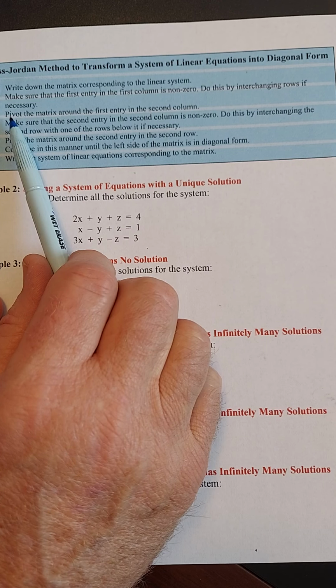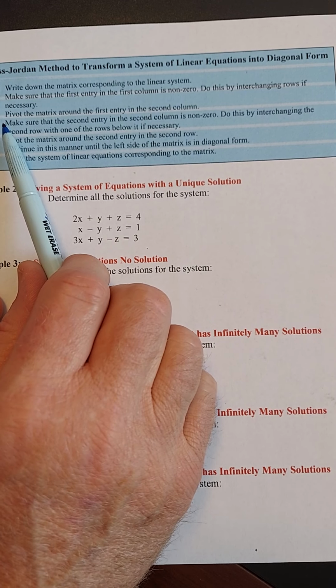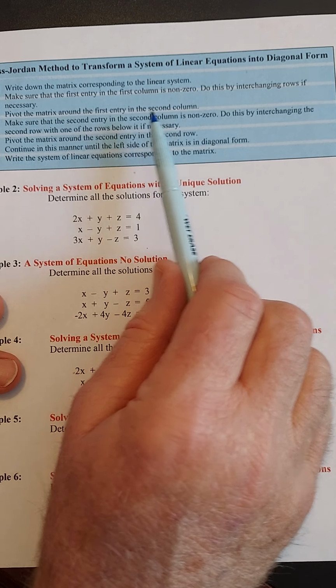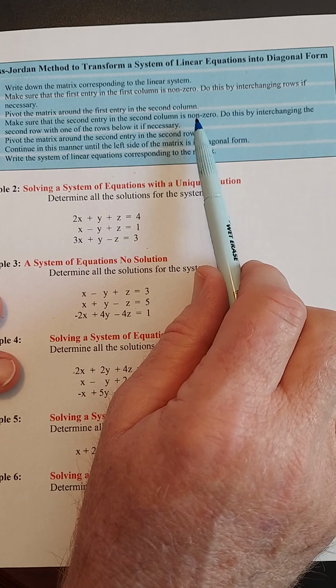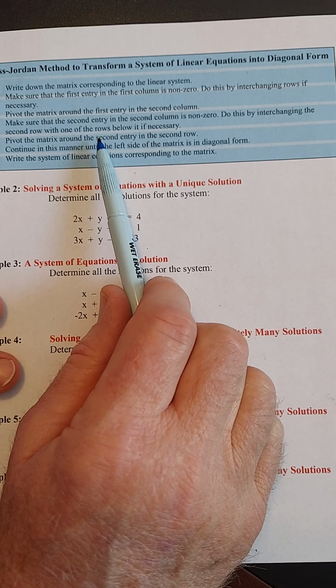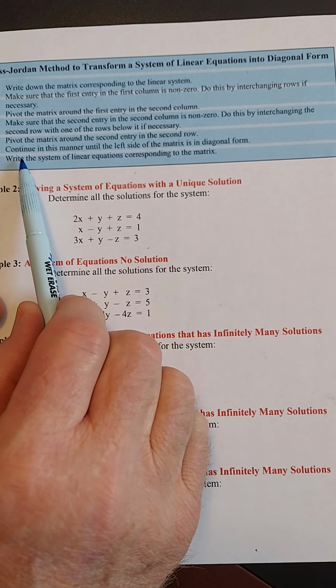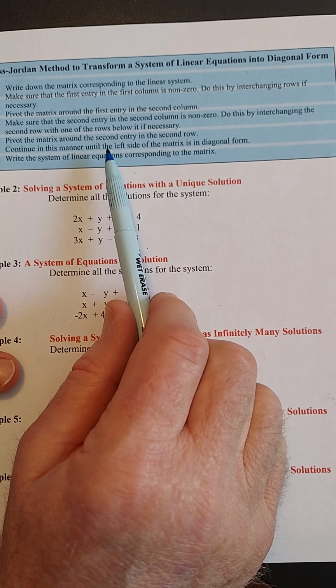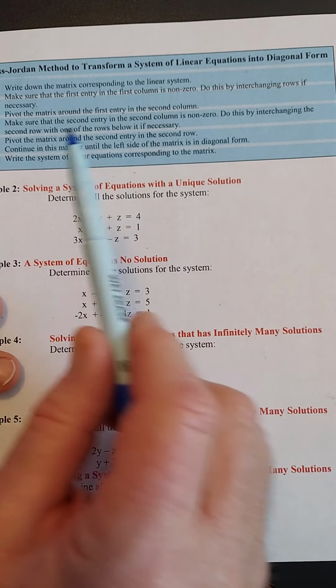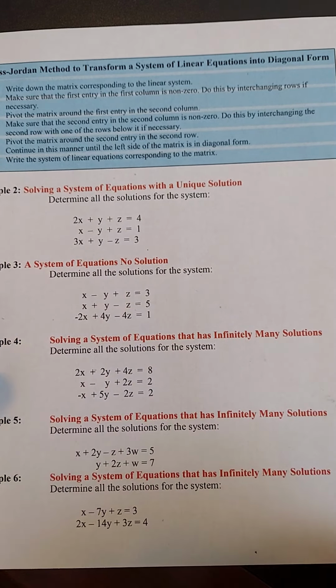Once that's pivoted, then we go to the second column, and you want the second entry in the second column to be non-zero. If not, you interchange with a row that's below it. Once you have that, then you're going to pivot the matrix around that one. Now, if you were a 2 by 2, you're done. But if you have more, then you're going to continue in the same manner on a 3 by 3 or a 4 by 4 until you get it in diagonal form. And once you have that, number 7 basically just says, okay, you can write down your answers.